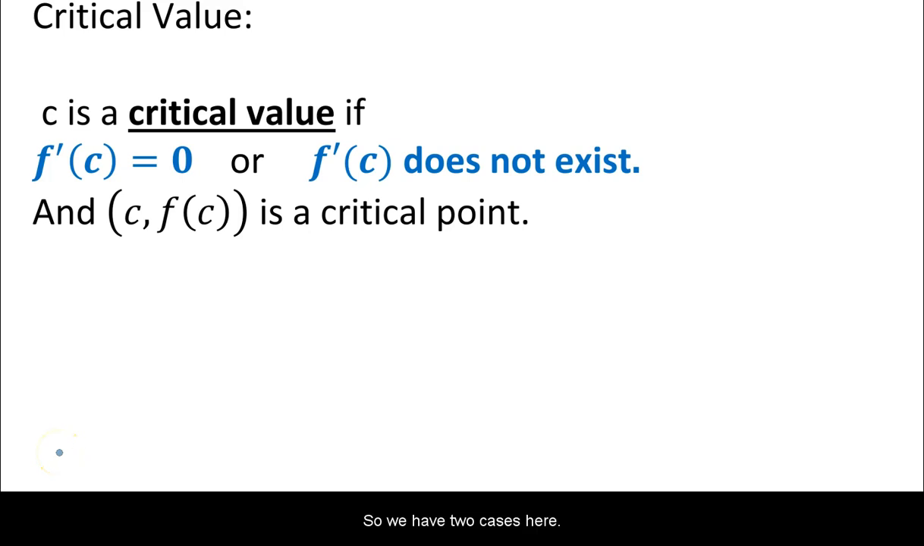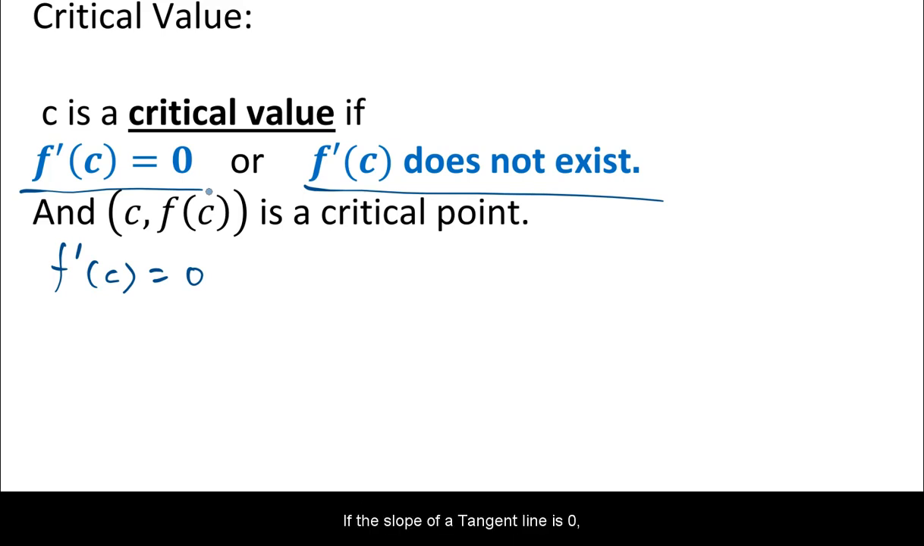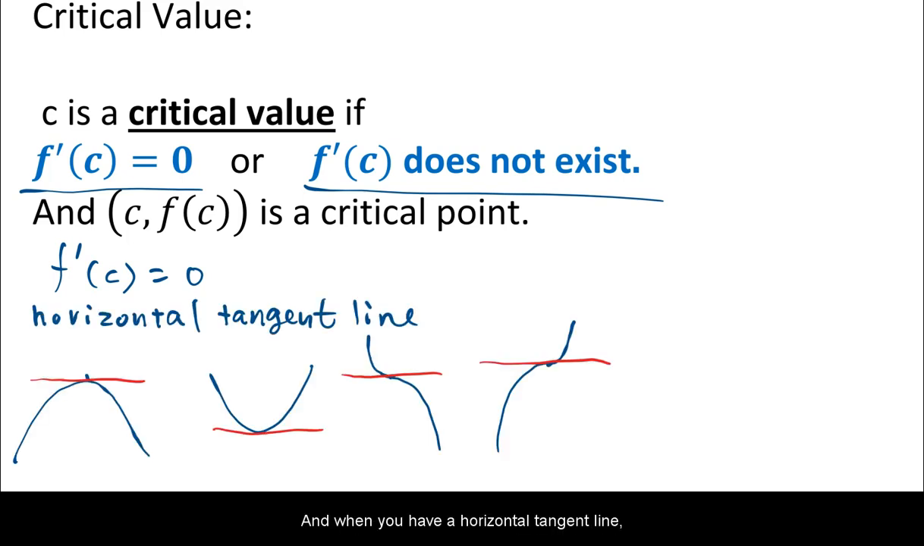So we have two cases here. First is f prime of C is equal to 0, and the second case is f prime of C does not exist. Let's look at the first case here. f prime of C is equal to 0. What happens to the graph when f prime of C is equal to 0? We know the derivative of a function gives us the slope of the tangent line, right? If the slope of a tangent line is 0, that means that tangent line is a horizontal line. And when you have a horizontal tangent line, you have these four cases.